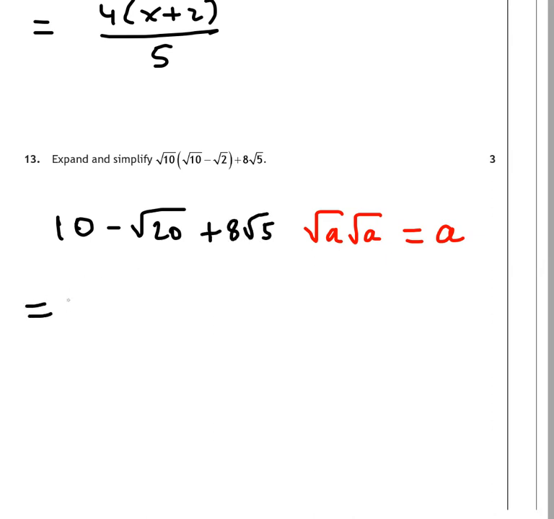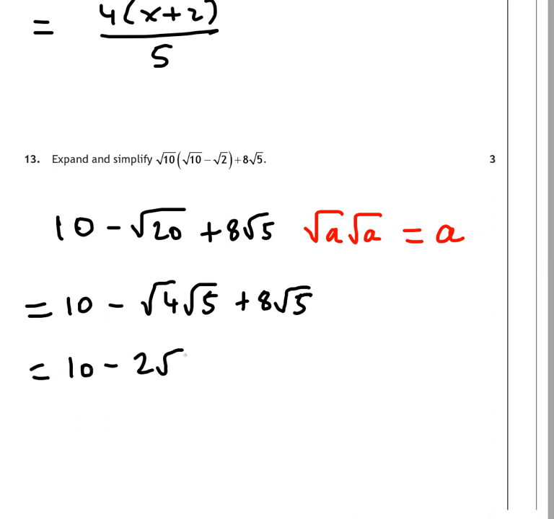And then root 20 would actually simplify to give root 4 root 5. And then that would be minus 2 root 5 plus 8 root 5. And that would be 10 plus 6 root 5.